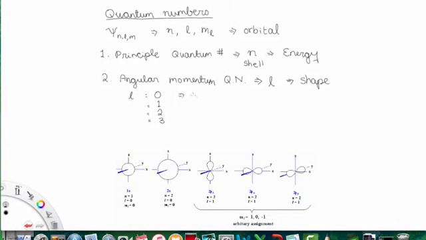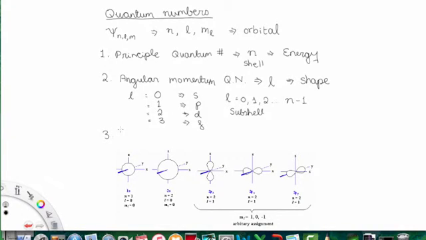So when l equals 0, that represents an s orbital. When l equals 1, it represents a p orbital. And when it's 2, it's a d orbital. And finally, f is when it's l equals 3. And so the values of l can be written as l equals 0, 1, 2, all the way up to n minus 1. And each l is called a subshell. So we had n is the shell, and then l is the subshell.